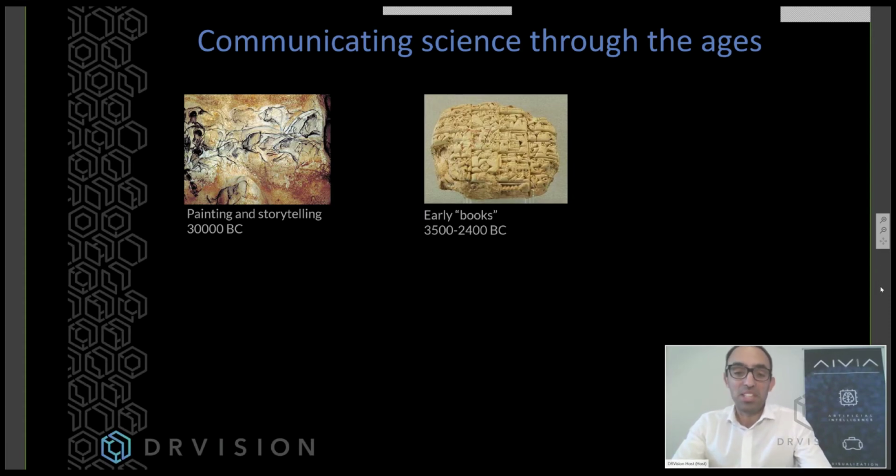Then in terms of the next stage would be books. And the earliest books one can find are clay tablets. And this particular clay tablet is almost 3,500 years old. It's dated 3,500 years BC. And it has information about how the stars, the moon, and some planets are thought to move. And that's pretty remarkable, considering there were very few tools at the time to actually observe the motions.